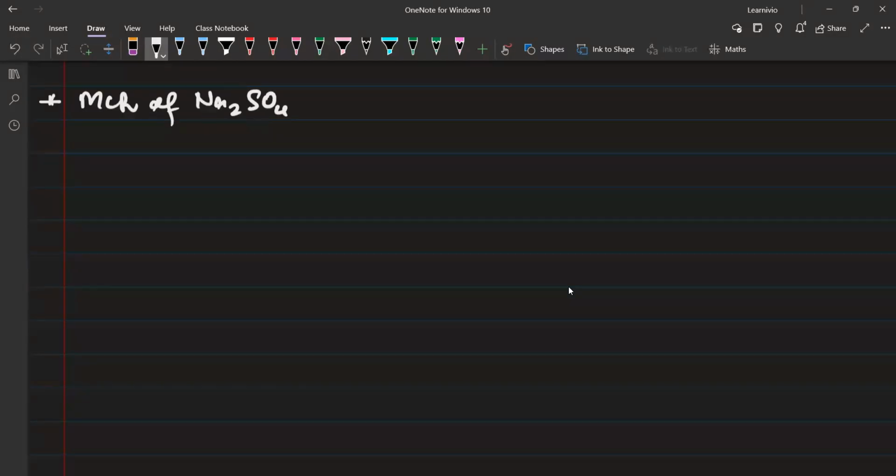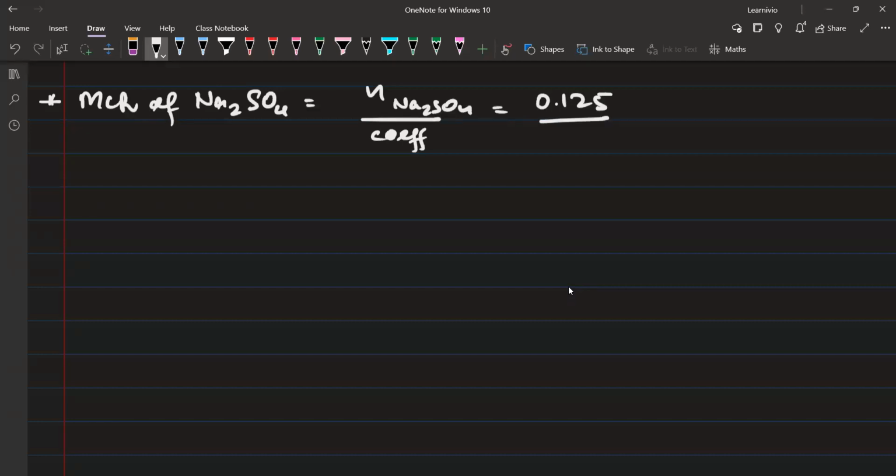ठीक है, Na2SO4. This will be equal to the number of moles of Na2SO4 divided by its stoichiometric coefficient. This is equal to number of moles 0.125 था हमारे पास, और कोएफिशिएंट तो 1 था हमारे पास. ठीक है. So it is like this only.